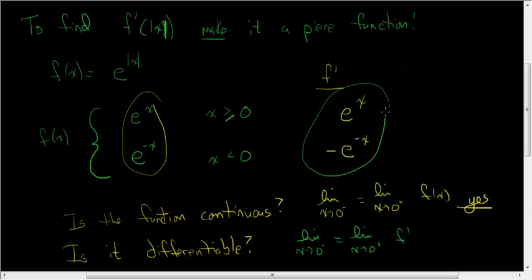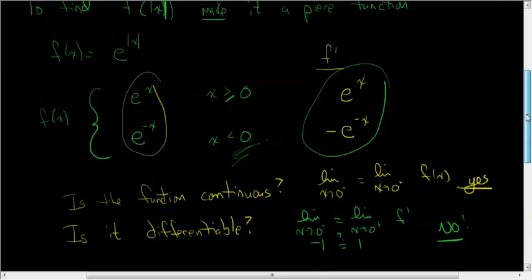That's this one. As x approaches 0 from the left, a little bit less than 0, that's this guy right here, this is negative 1. And as I approach 0 from the right, a little bit more than 0, anything to the 0 power is 1. Does negative 1 equal 1? No, it does not. So the function is continuous, but it's not differentiable. And I believe your textbook probably has a picture of that to show why that is.